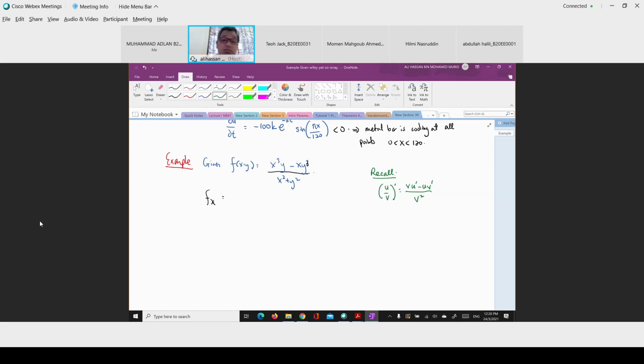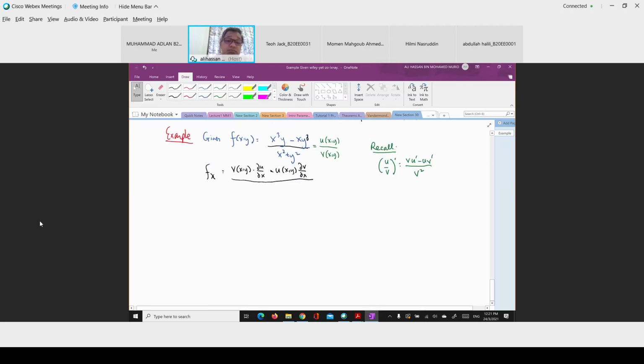So think of this like a function of u over v. Both the function upstairs and downstairs here are functions of two variables. So f partial x is v, we write this as v(x,y). Now, instead of writing u prime, we should use u partial x, because u here is a function of two variables. So we should use u partial x, not u prime. And minus u(x,y) times v partial x divided by v squared.